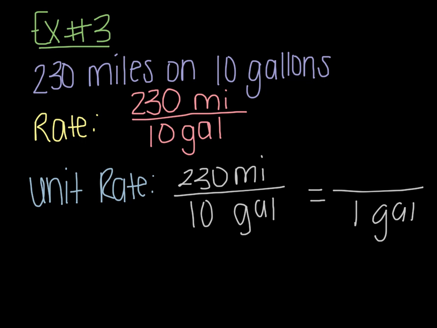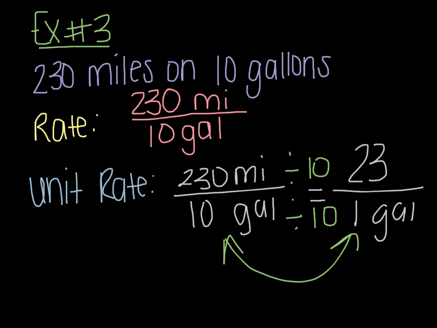So to go from 10 gallons to 1 gallon, we have to divide by 10. So we have to do the same thing to the numerator, divide by 10. 230 divided by 10 is 23 miles. So they can travel 23 miles on 1 gallon.